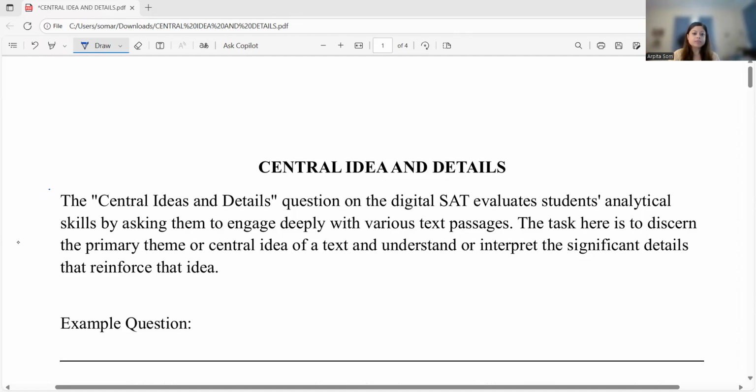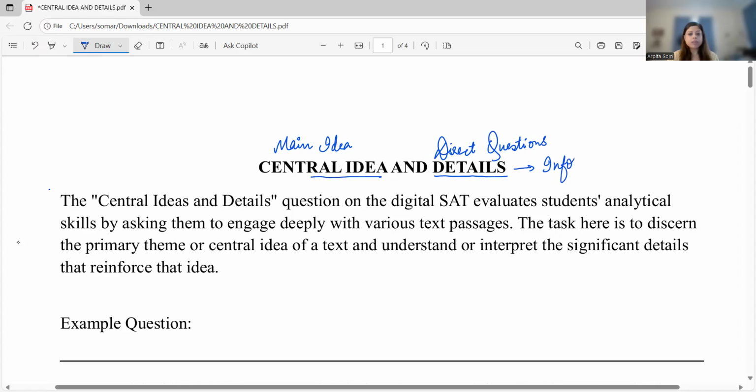Okay. So, as the name suggests, central idea. Central idea means the main idea of the text. Okay. Sort of a theme that you would talk about. And details question will ask you direct questions. Okay. Direct questions about a particular thing. And as mentioned, this falls under information and ideas domain.